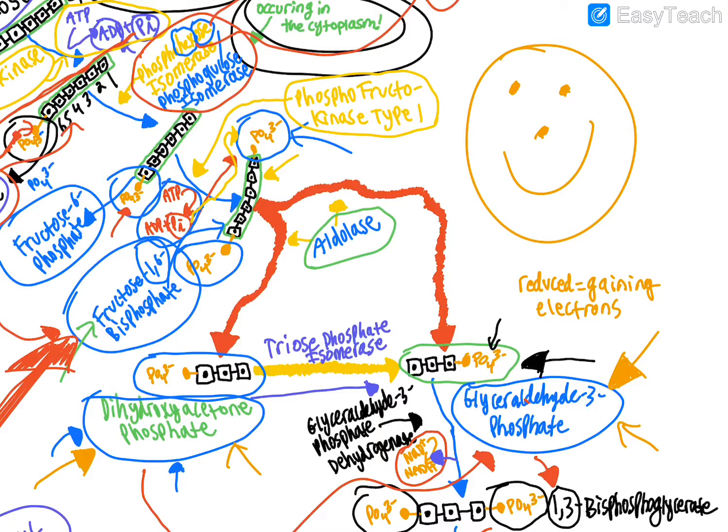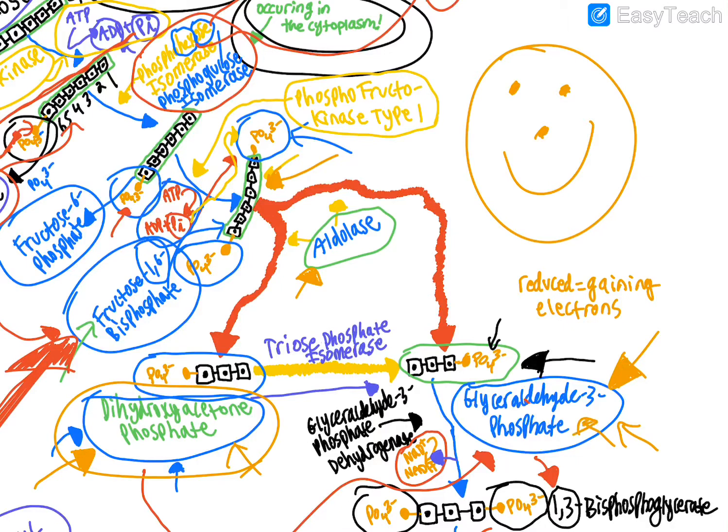So we left off talking about how aldolase, our enzyme that splits fructose 1,6-bisphosphate, which is right here, this 6-carbon structure, splits it into dihydroxyacetone phosphate and glyceraldehyde 3-phosphate.